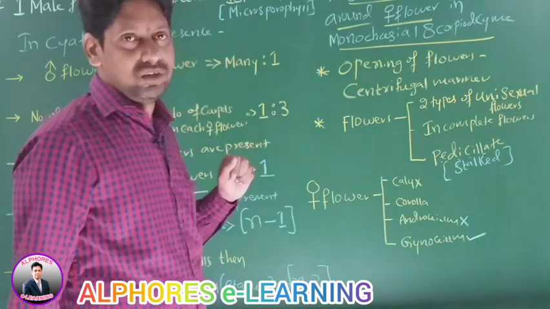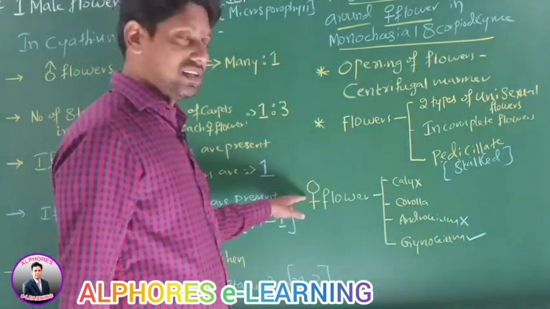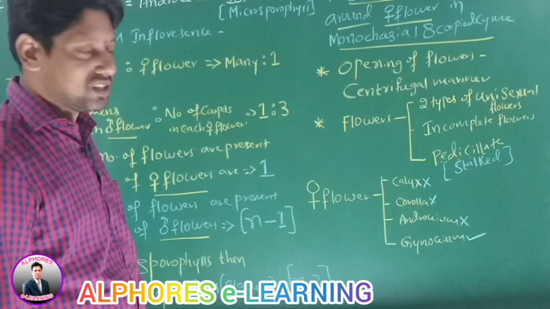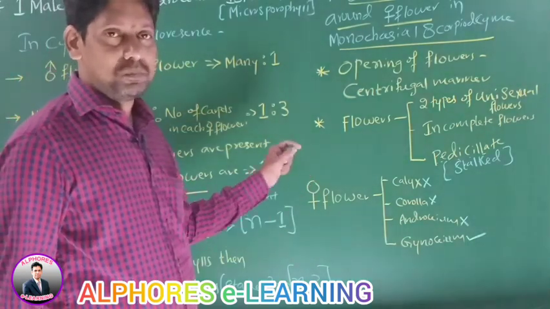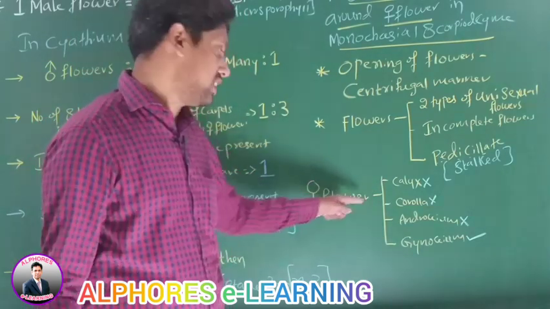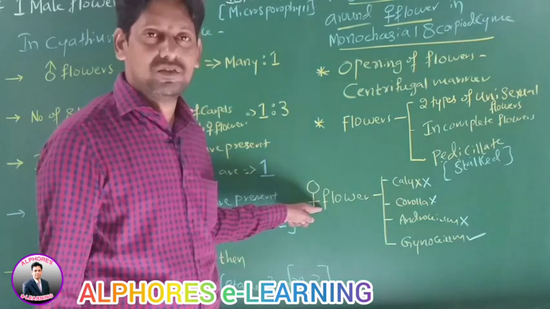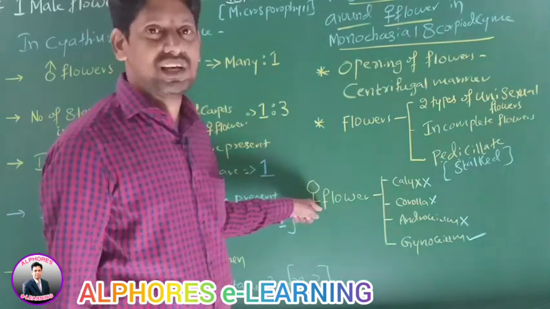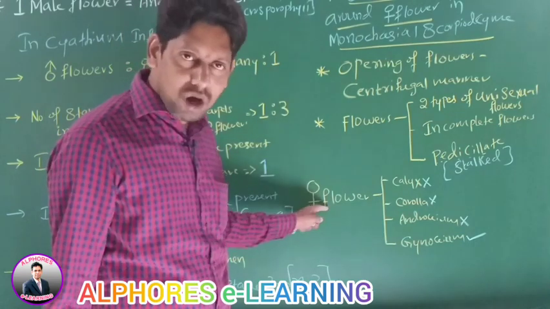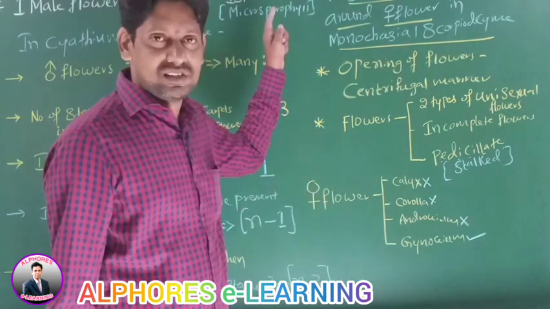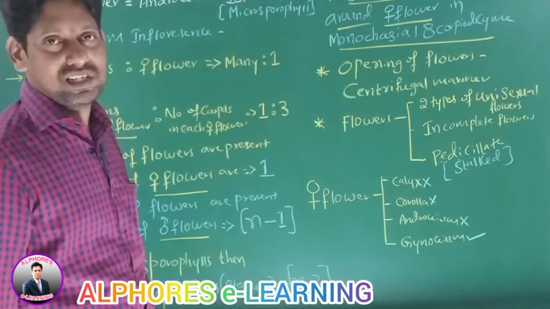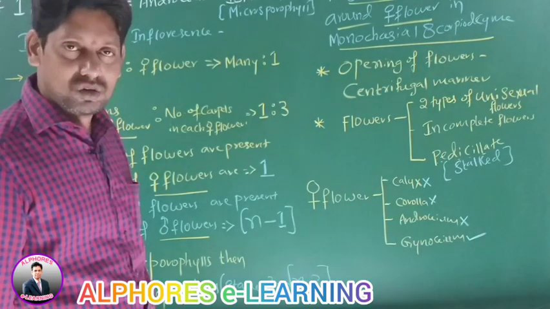Sir, in cyathium inflorescence, this female flower does not contain calyx and corolla also. What and what are absent? Calyx and corolla are absent. It means perianth lobes are absent. As calyx and corolla, that is perianth lobes, are absent, these female flowers are achlamydous flowers, because chlamydia means perianth lobes. Here perianth lobes are absent. So female flowers of cyathium inflorescence are achlamydous flowers. Achlamydous flowers are also called as naked flowers. What is another name for achlamydous flowers? Also called as naked flowers.